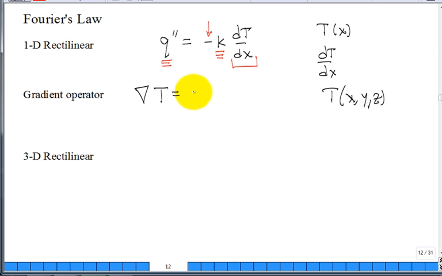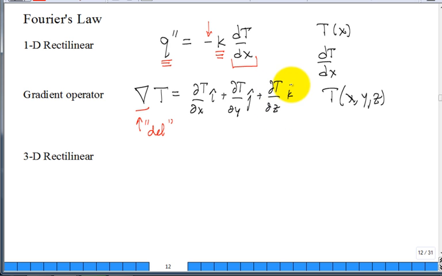Well, you have to just remember. Isn't this the gradient, del, that you were exposed to in your math classes? Yes, it was. So it's the rate of change of temperature with respect to x in the i, the rate of change of temperature with respect to y in the j, and the rate of change of temperature with respect to z in the k. Couple subtle things. What's i, j, k? Unit vectors in the principal coordinate directions. The x-axis, along the y-axis, z-axis.